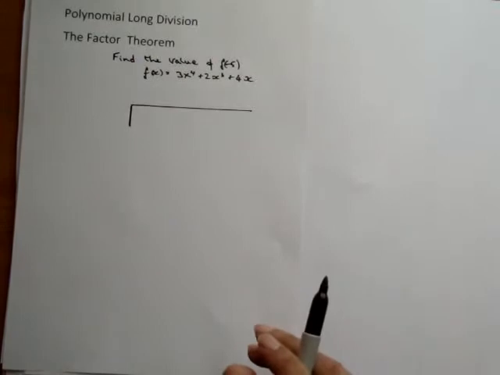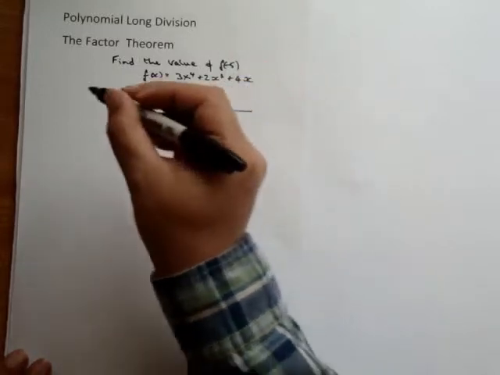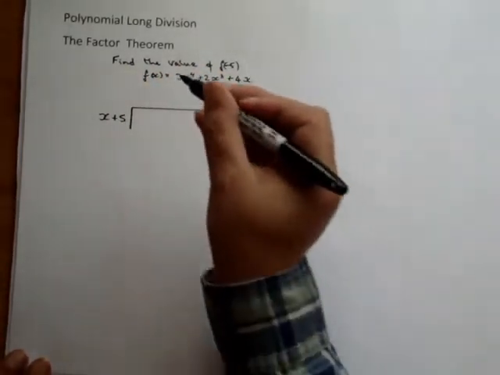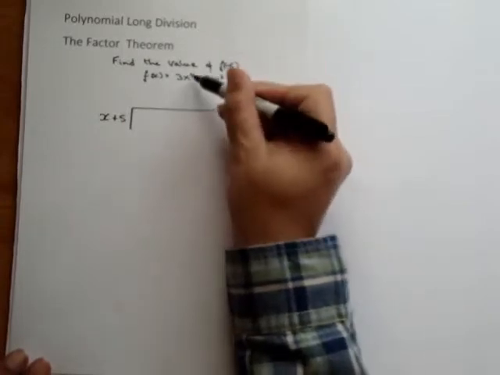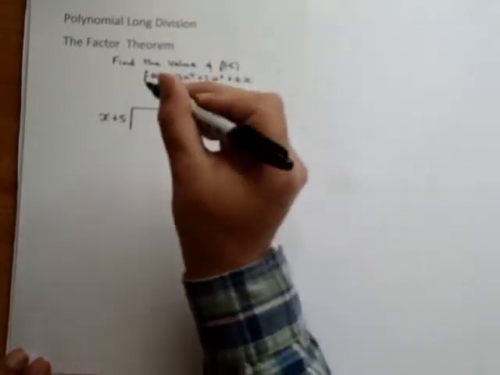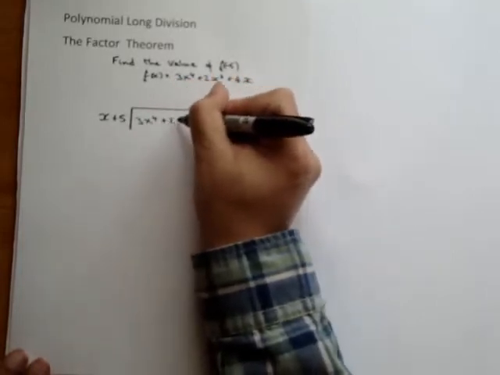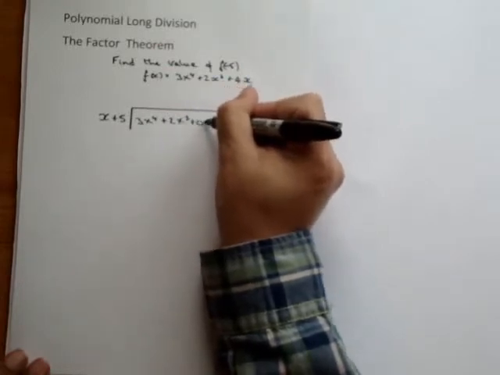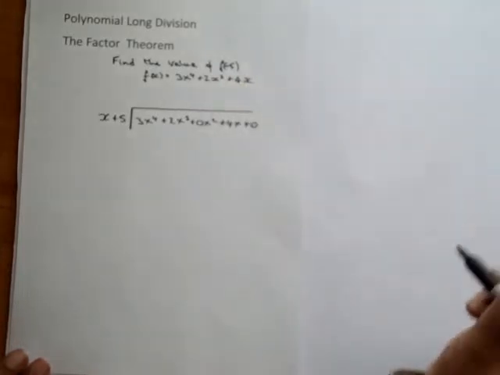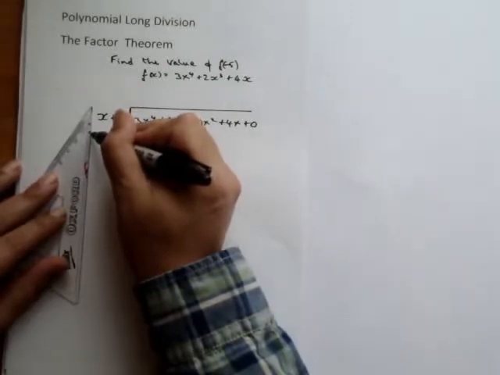Okay, so first of all we need to change this minus to a plus, so we have x plus 5. The other important fact is that we have to have all the x's in descending powers, so we'd have a 4, 3, there's no 2 but we'd have to add a 2. So this would become 3x to the power 4 plus 2x to the power 3 plus 0x to the power 2 plus 4x, and then you can have a plus 0 if you want. Now we do our long division. So let's just do our working out on the side here.